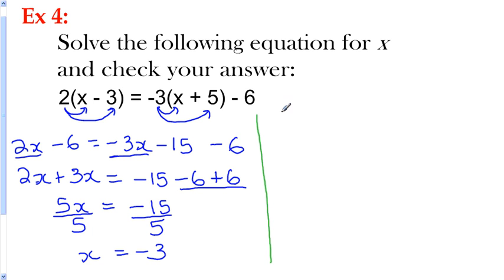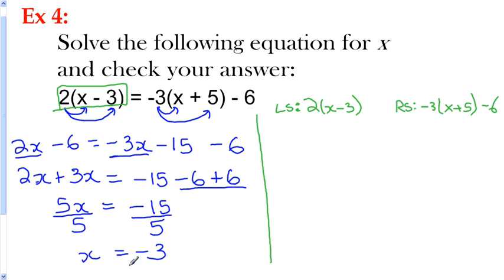Yep, there we go. Okay, so to check our answer, we have to look at the original equation. So let's look at the left side of the original equation. The left side is everything to the left of the equal sign, and I'm going to write that in. So I have 2x minus 3. And then we have the right side of the original equation, which is going to be minus 3, everything to the right of the equal sign, x plus 5 minus 6.